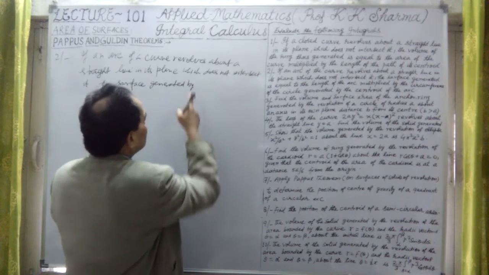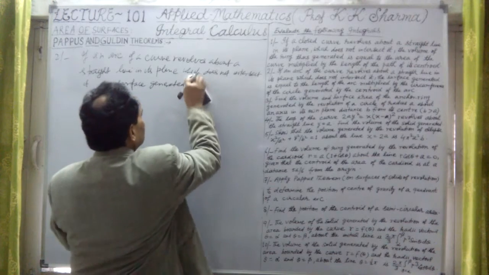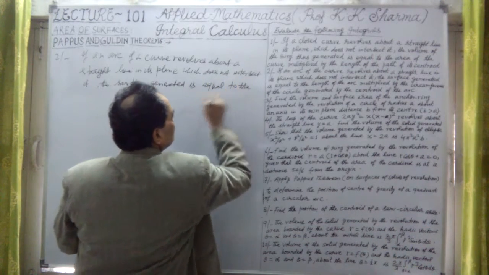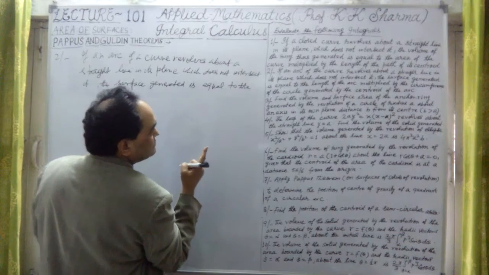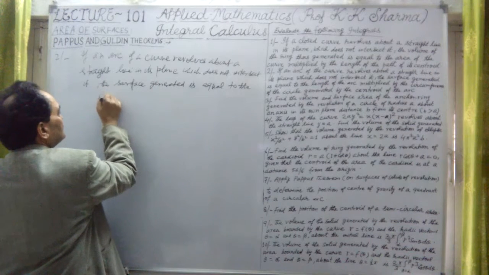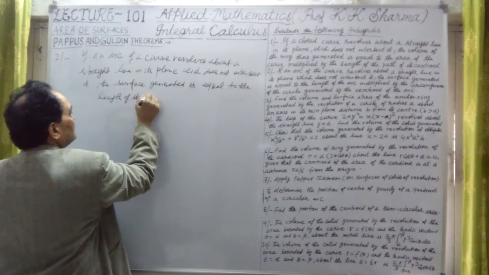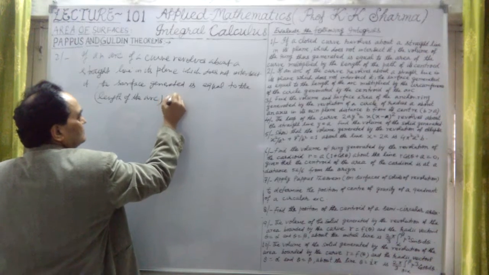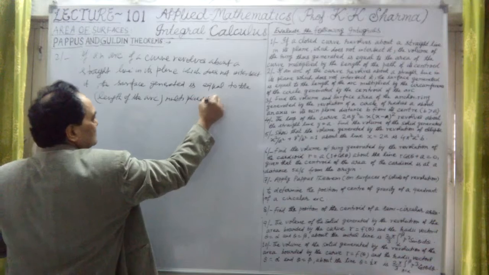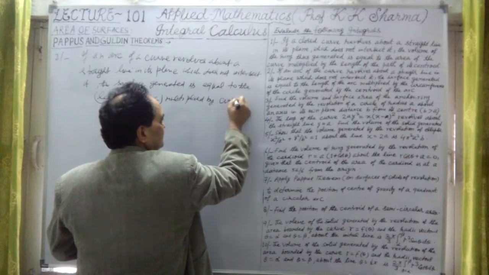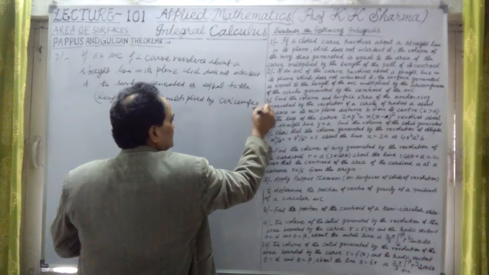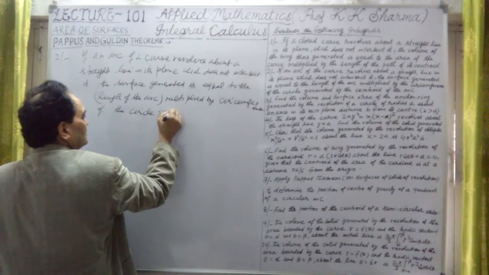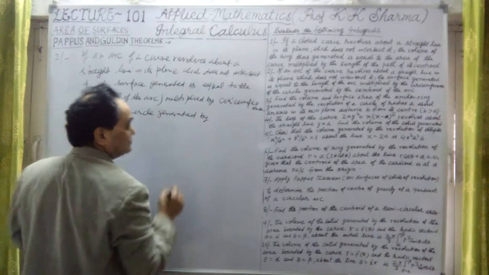If an arc of a curve revolves about that, I have already written down. So then the surface generated is equal to the length of the arc multiplied by the circumference of the circle generated by its centroid.